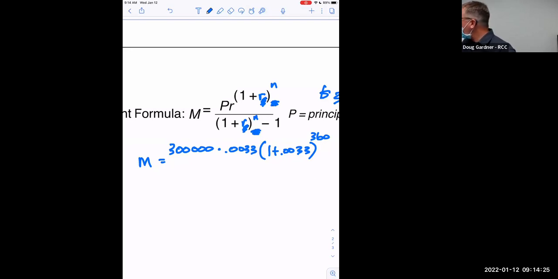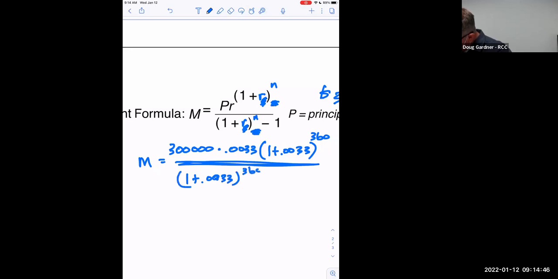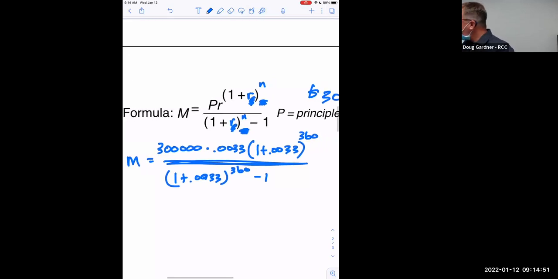That is a huge exponent. Can you imagine, without that button on your calculator, multiplying something times itself 360 times? Thank God for calculators. And then all of that is over the top of the same exact thing, 1 plus R raised to 360, but on the bottom, there's also a minus 1. Now we're doing math. Now it's not anybody's house, anybody's car, that's your house. Now it's specific.